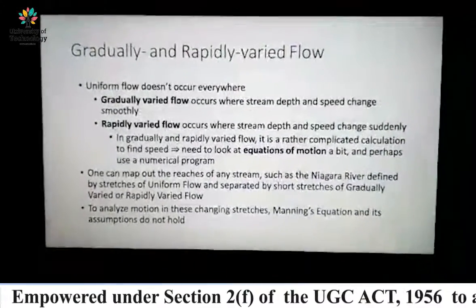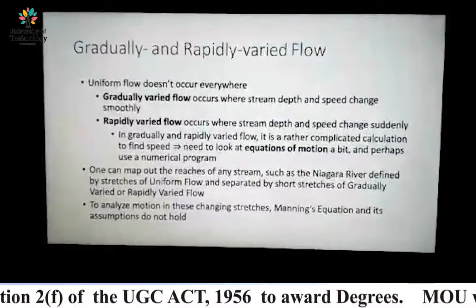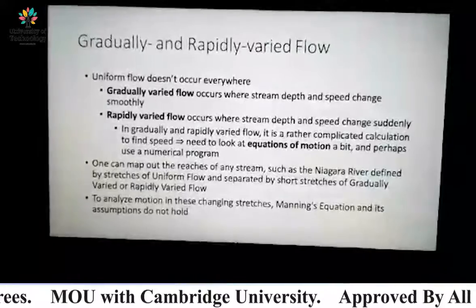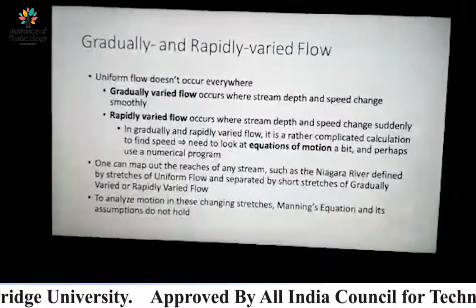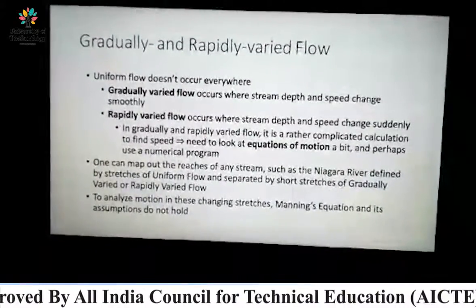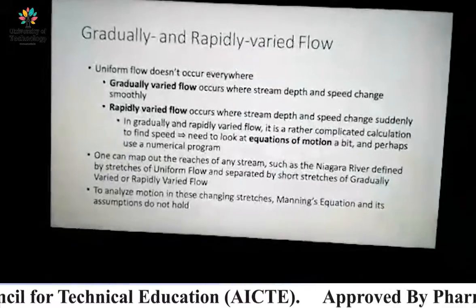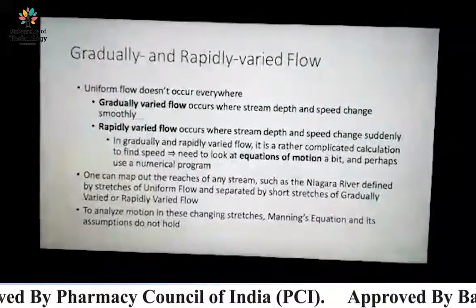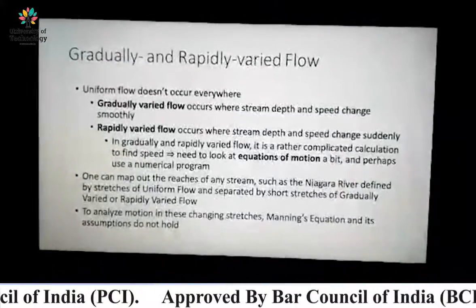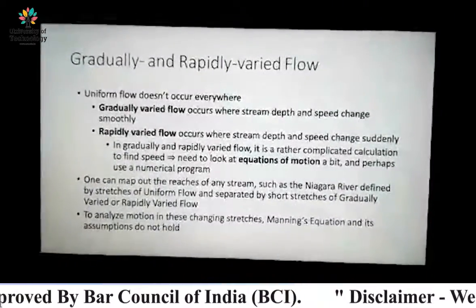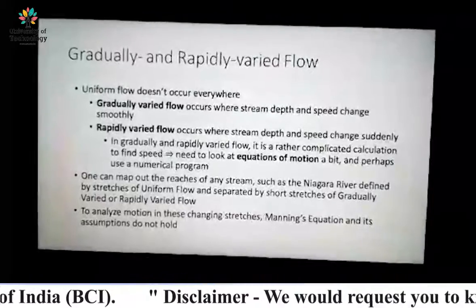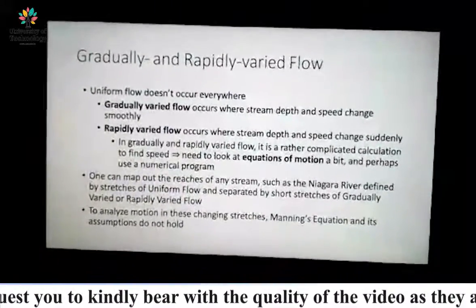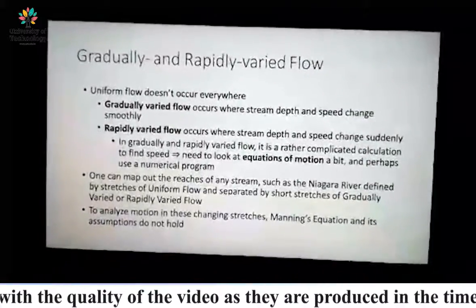next is gradually and rapidly varied flow. Uniform flow doesn't occur everywhere. Gradually varied flow occurs where stream depth and speed change smoothly. Rapidly varied flow occurs where stream depth and speed change suddenly. In gradually and rapidly varied flow, it is a rather complicated calculation to find the speed.